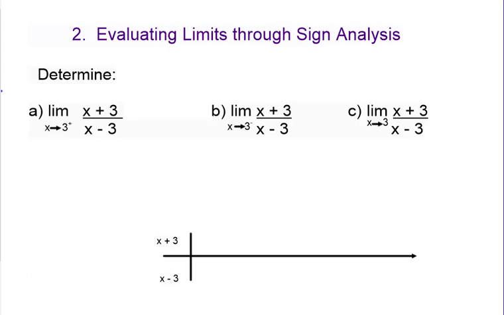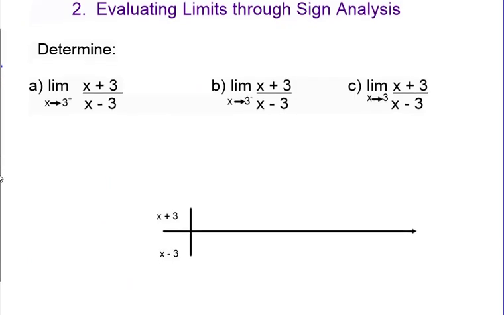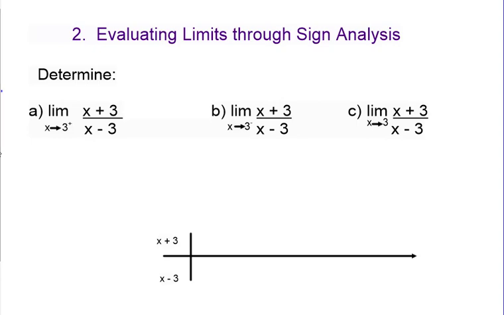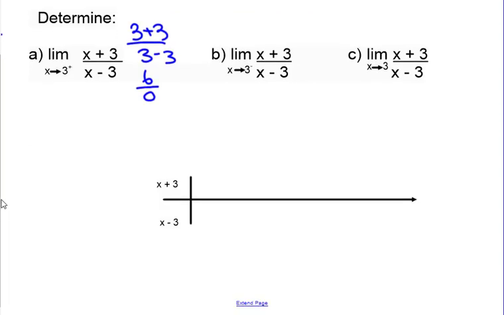Our next strategy would be evaluating limits through sign analysis. The first thing you always want to check, no matter what, is if you can do it by direct substitution. If we put 3 in, 3 plus 3 over 3 minus 3 is going to give us 6 over 0. We know that doesn't exist. So in this case, we can't evaluate the limit by direct substitution. It wouldn't be an exact value.